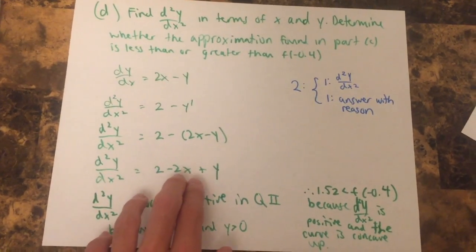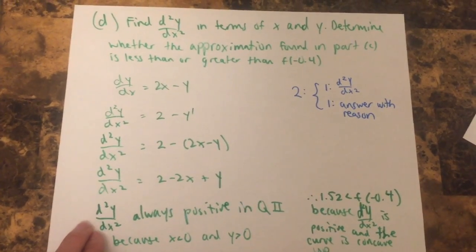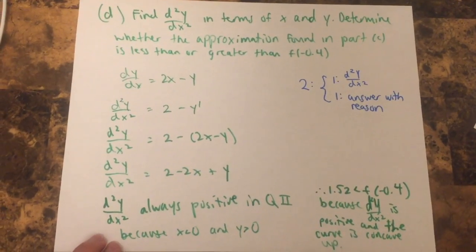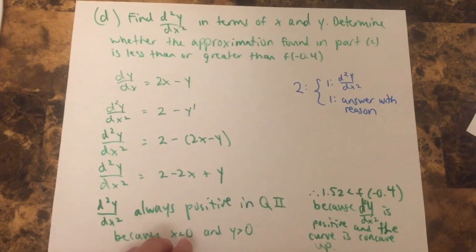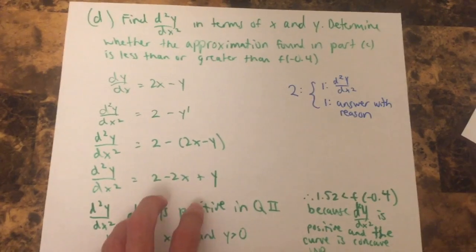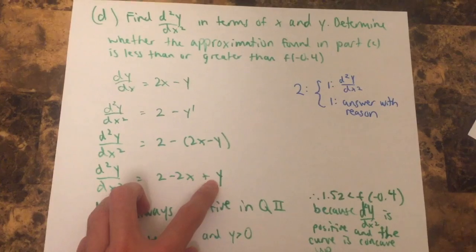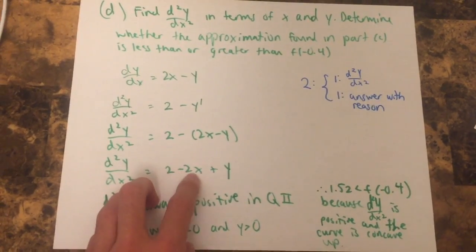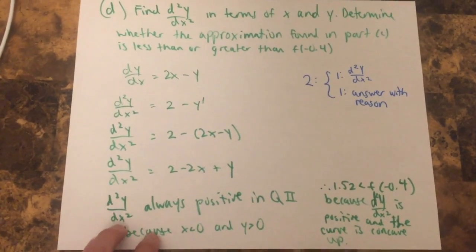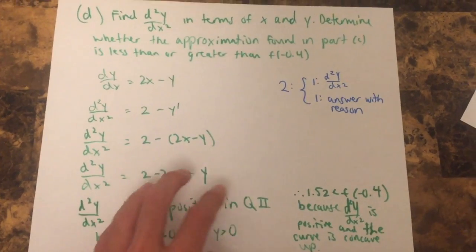Now based on this equation, we know that the derivative of dy over dx is always going to be positive in quadrant 2, because x is always less than 0 and y is greater than 0. Any values that you plug in here, you will get a positive number because there's a negative in front of the 2x, and it's positive y. So because it's positive, you know that it is concave up.